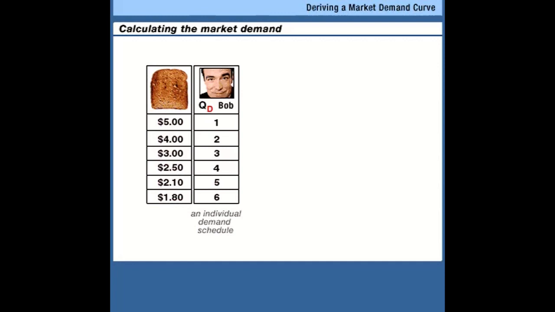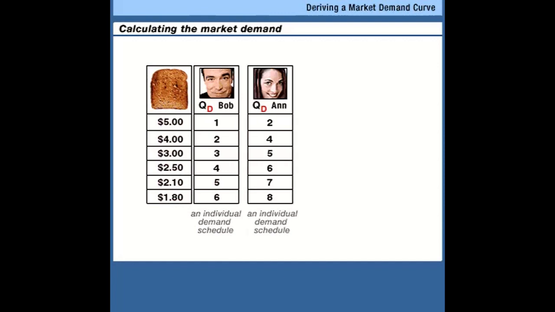Suppose now Bob is not the only household in this market. Let's suppose that there is another household, and that's Ann. Ann has a different demand schedule for bread. In fact, Ann buys more bread at every price than Bob does. Perhaps she likes bread better. At $5 a loaf, Ann buys 2 loaves of bread each week. At $4 a loaf, Ann buys 4 loaves, and so forth. So here's Ann's demand schedule for bread, the quantity of bread demanded as a function of the price of bread.